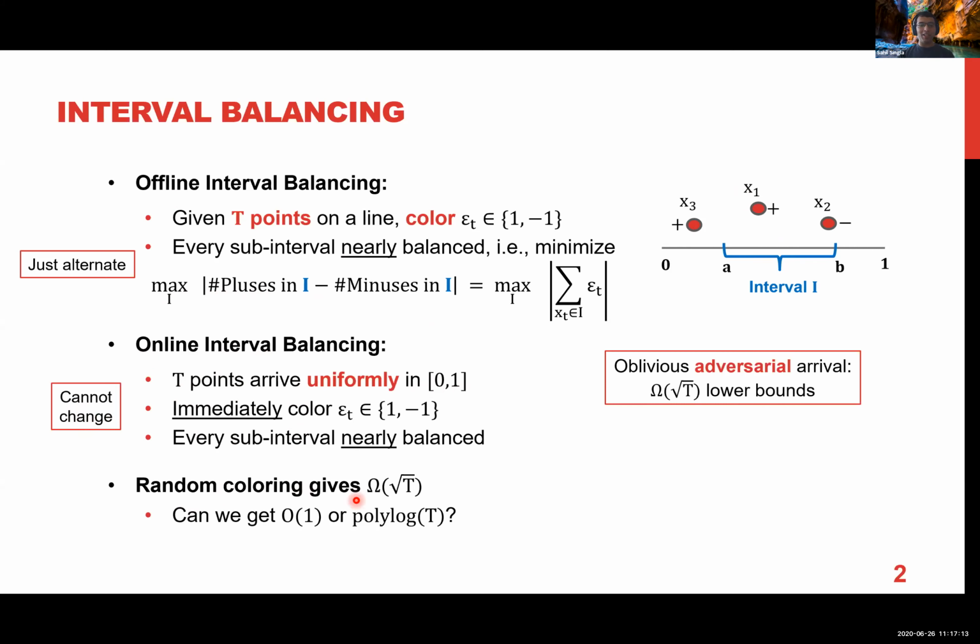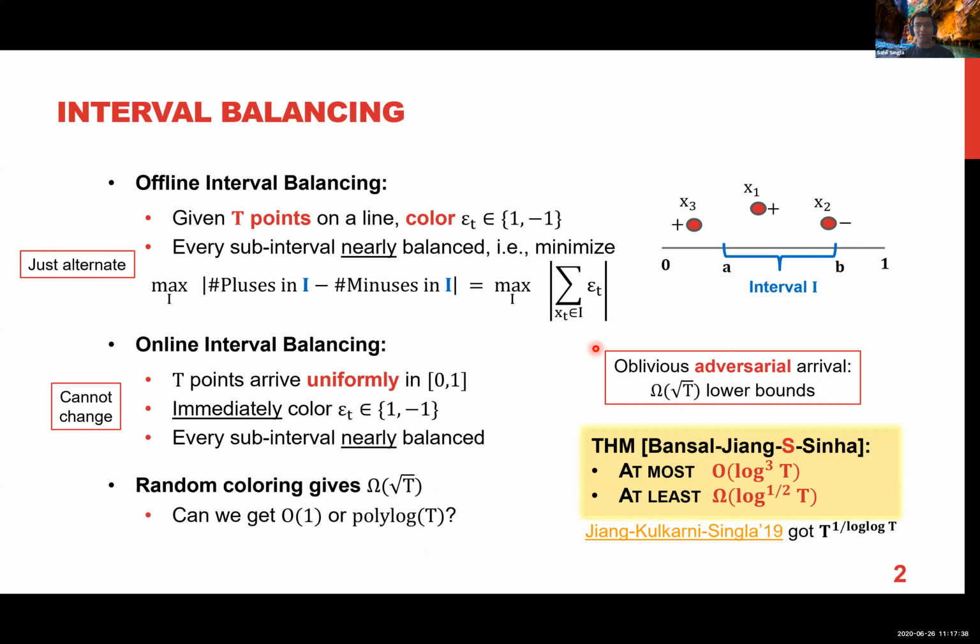Random coloring is usually pretty bad. So if t is the number of points which are arriving, t will be the most important parameter in the talk. Random coloring, just because of simple variance bounds, you'll lose omega square root t. Whereas offline, you were getting a constant. So the natural question is, can we get much smaller, like constant or polylog t? And in case you're wondering, for some adversarial models, it can be shown that you cannot do much. You have to lose the square root t. So that's why we make some stochastic assumptions.